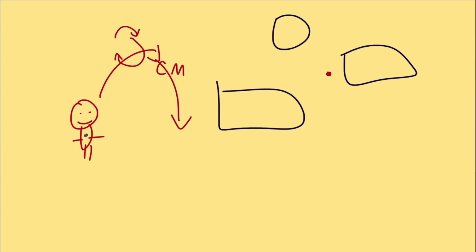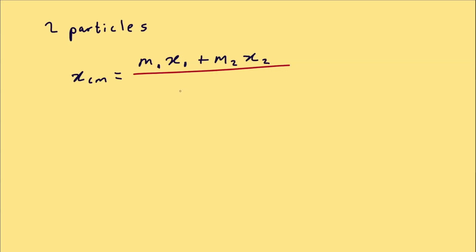But his center of mass follows a perfect parabolic path while he's spinning and twisting. So here's the mathematical definition which we'll use to solve our problems today. For two particles or two parts of an object, the center of mass is equal to the mass times the position of the first object plus the mass times the position of the second object, divided by their combined mass. And this works for as many objects as you want.